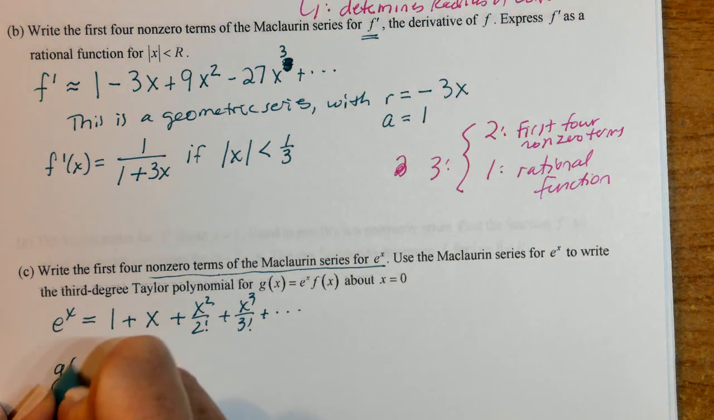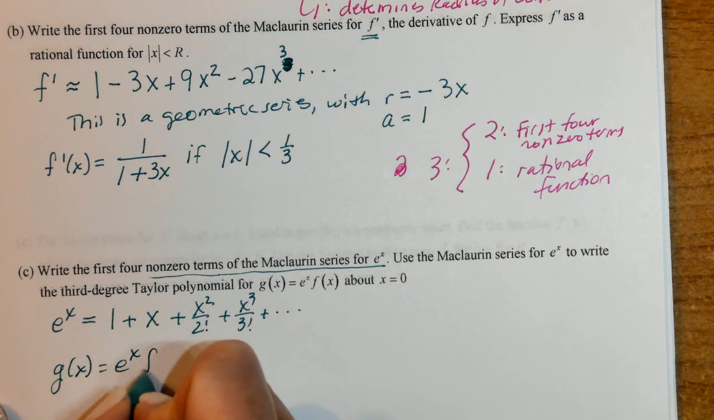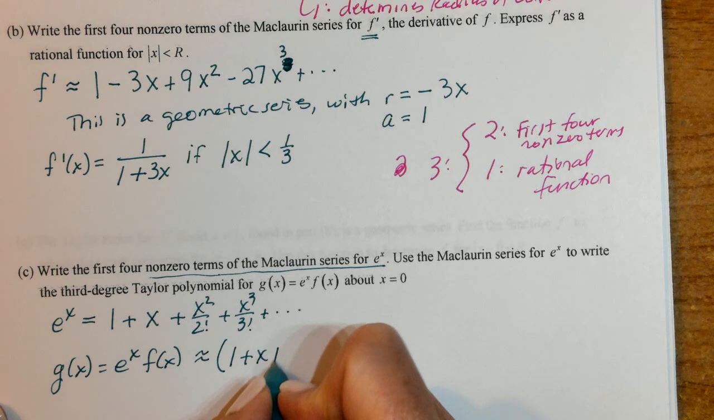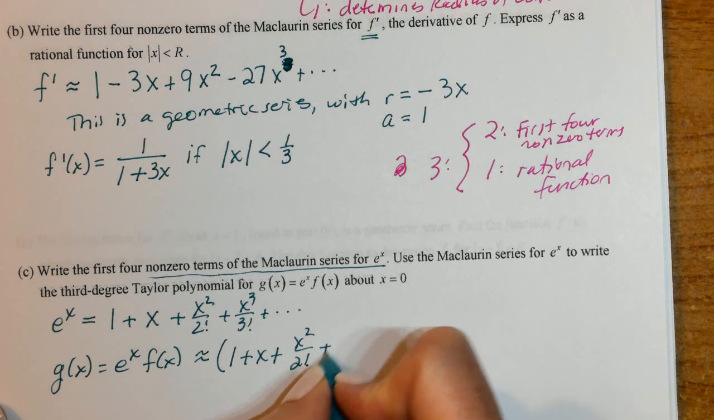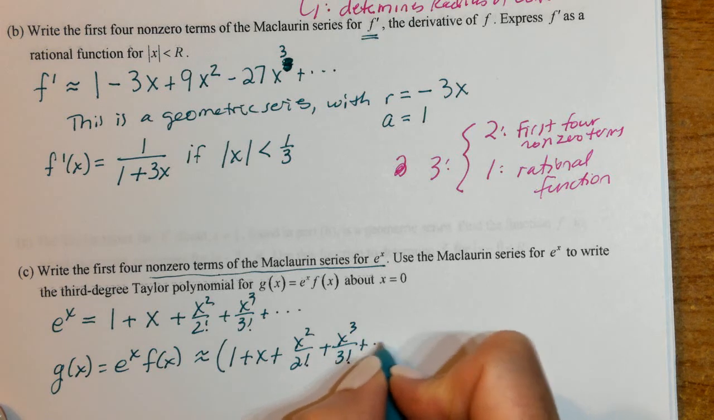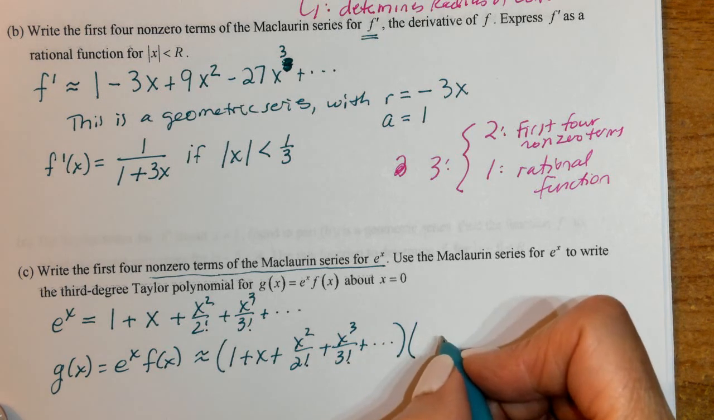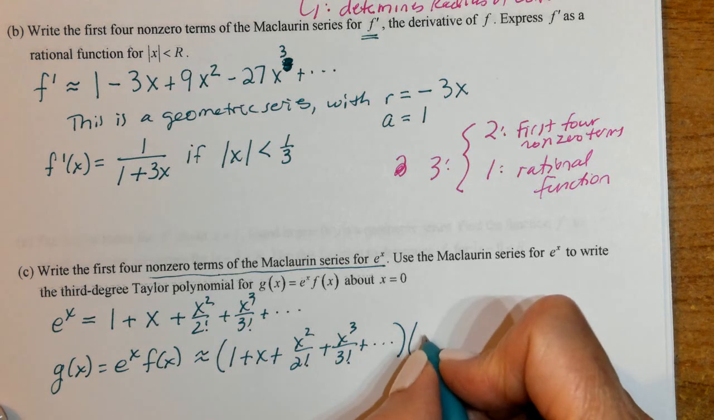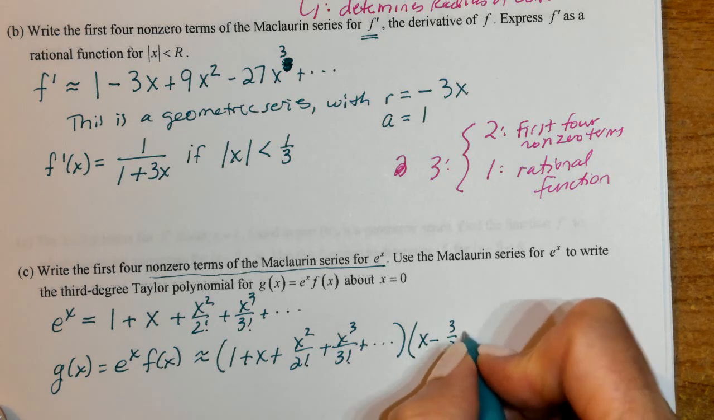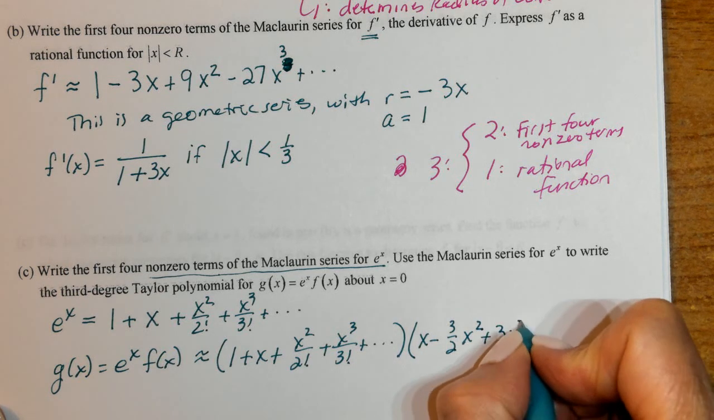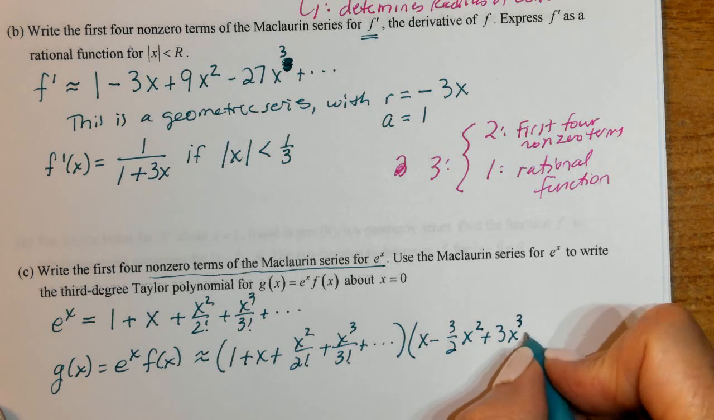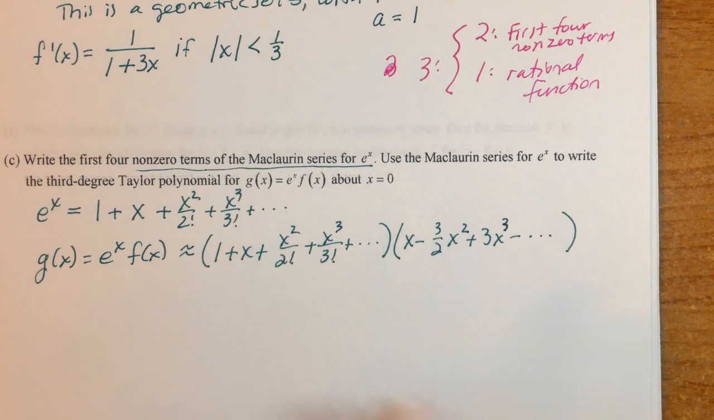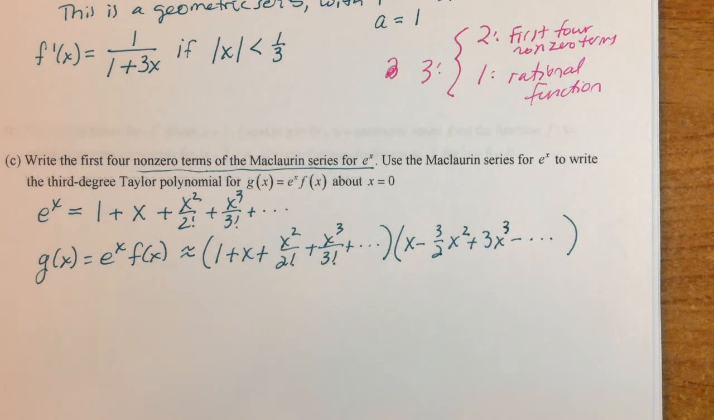So g of x is equal to e to the x times f of x, which will be our series for e to the x times our series for f of x. F of x? Yes. I'll make sure I didn't forget to write a prime there. I'm copying down our series for f of x. So all I did right now is just write the 2 series in here, right?